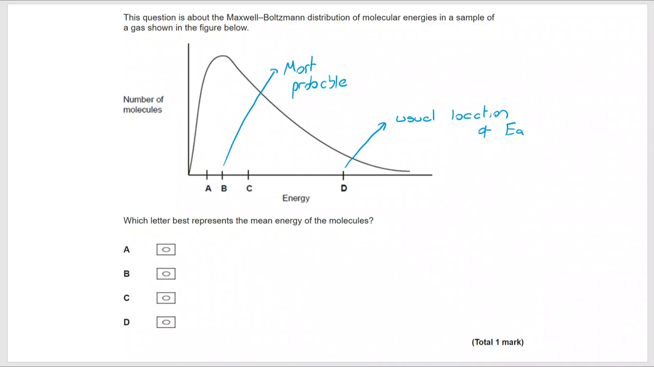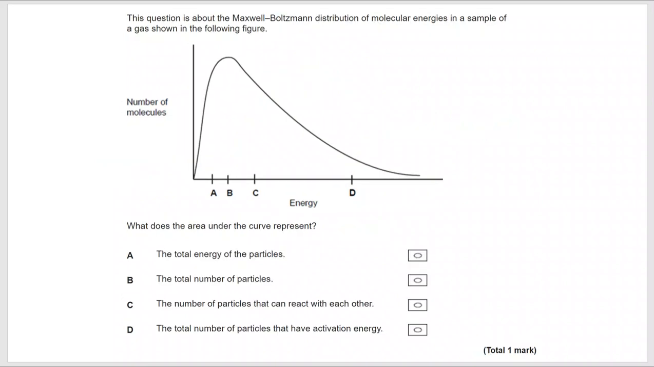That's the modal energy. Now, we have to remember that the mean energy is always to the right of the most probable energy, so that disregards A. And for all of that, we can then justify that the correct answer is C. Next question for you.